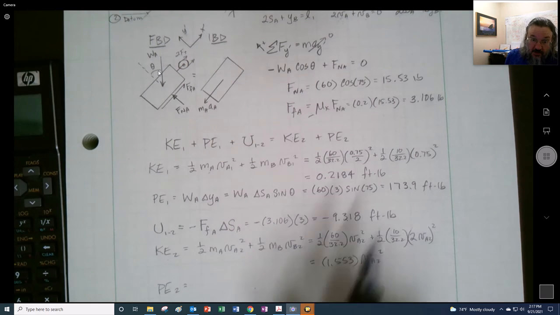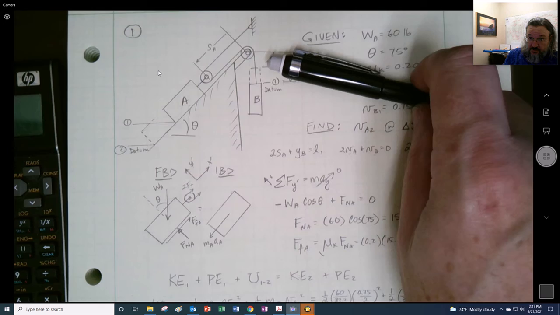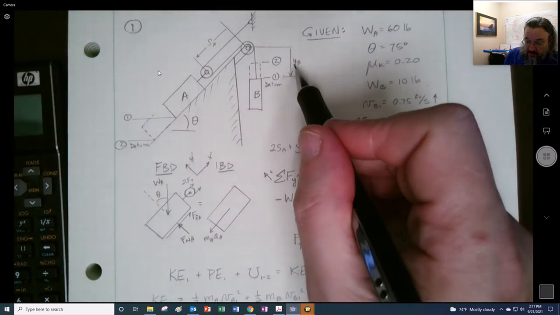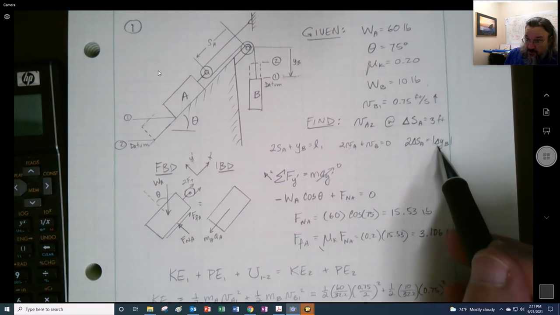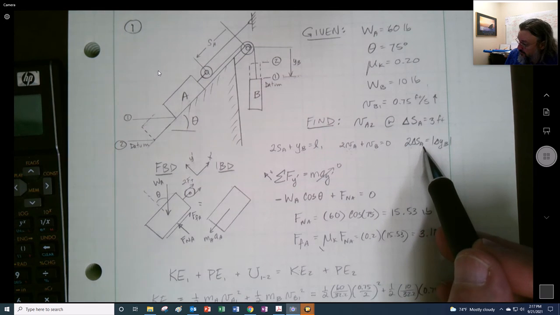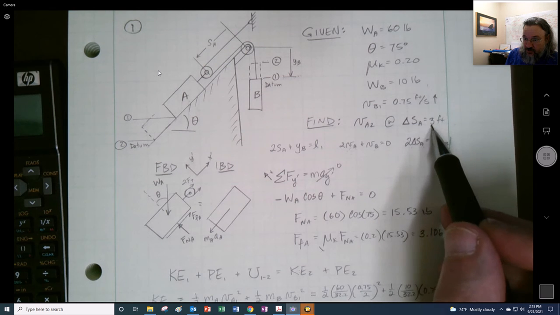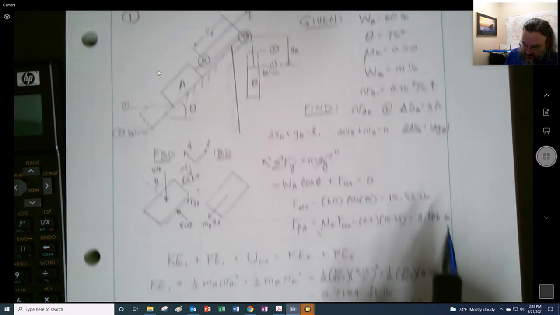And then the last one, PE2. As we kind of predicted, this one started out at 0, and it's going to move up twice the amount that A has gone down. Did I do that correctly before? I'm double checking. I think it's going to be okay. Yeah, it's going to go up 6. So Y_B is going to be 2 times S_A. S_A is 3 feet, so this is actually moving 6 feet.